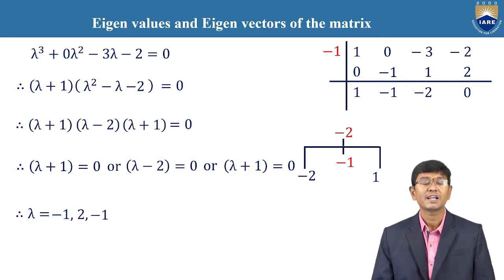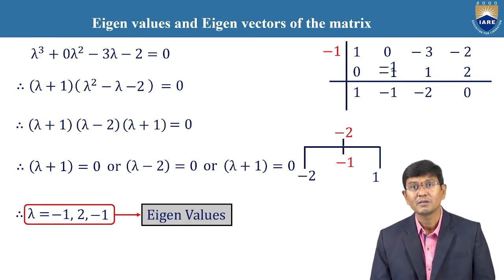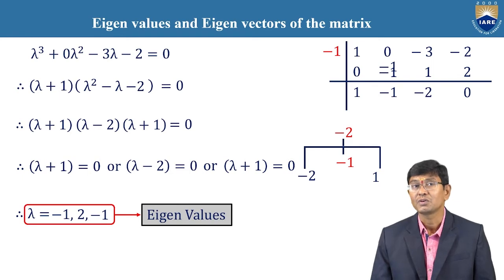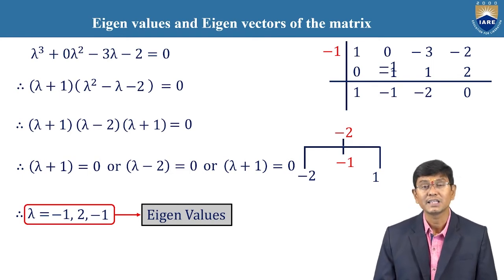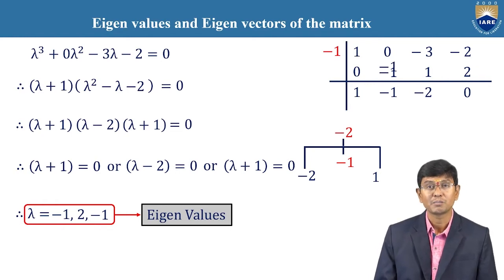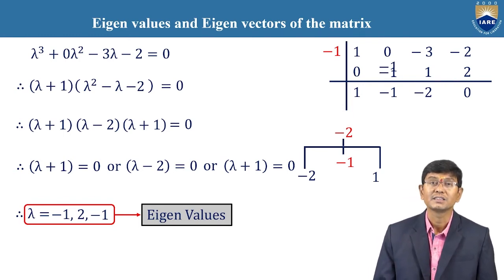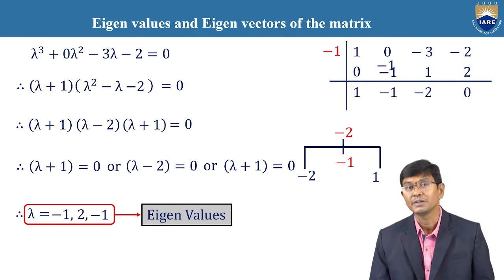Therefore, for cross verification, the sum of the eigenvalues is minus 1 plus 2 minus 1, which is 0. Therefore, the trace of the matrix is also clearly satisfied. Once again, for cross verification, the product of the eigenvalues is minus 1 into 2 into minus 1, which is 2. Therefore, the determinant of the given matrix is also satisfied, that is the value 2.